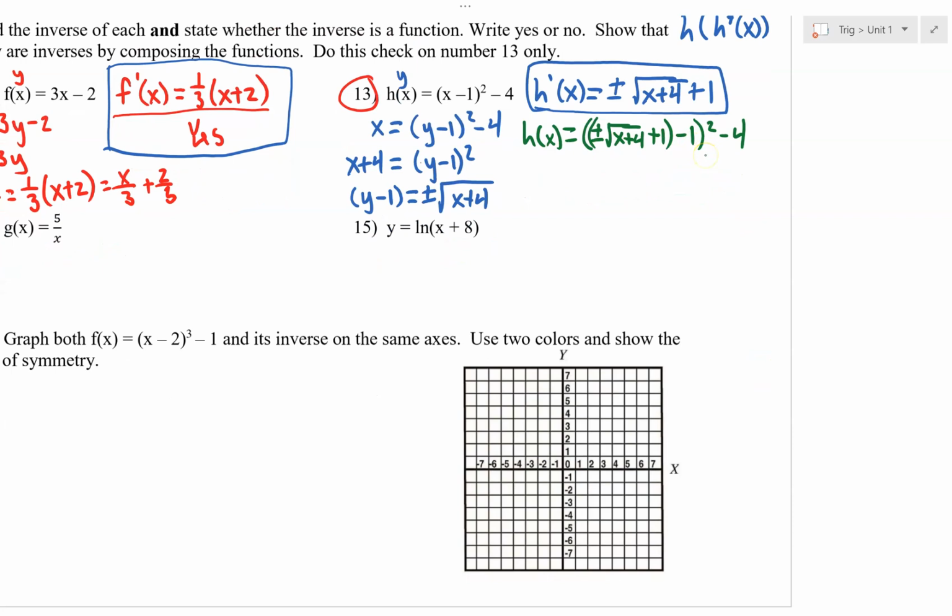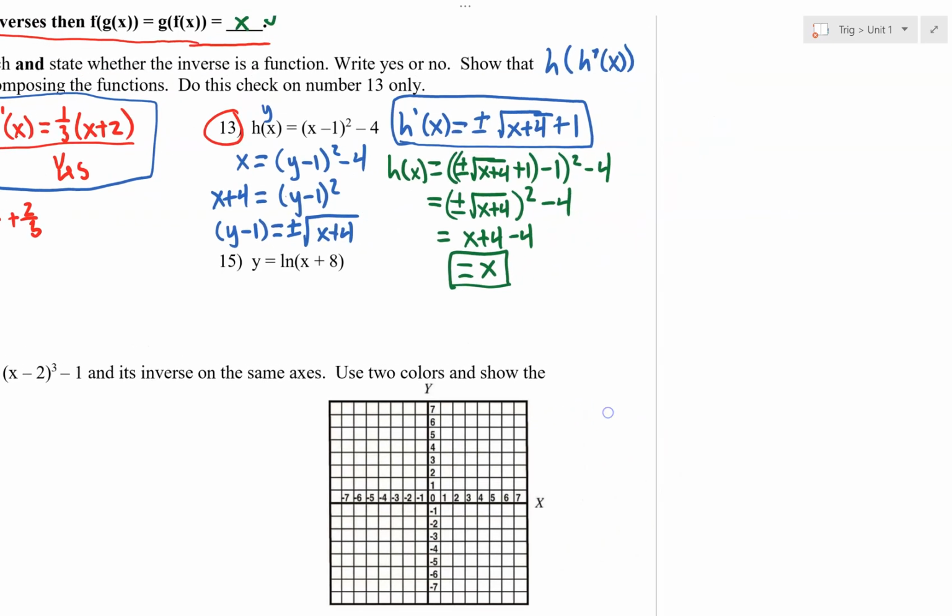So when you do the math here, let's clean it up a little bit. It says plus or minus the square root of x plus 4, all of that being squared, minus 4. We square what's inside here. When you square pluses and minuses, you're still always going to be positive. So this is just going to say x plus 4 minus 4. That would be the answer of x. So there's the first answer, showing you that these would be inverses.